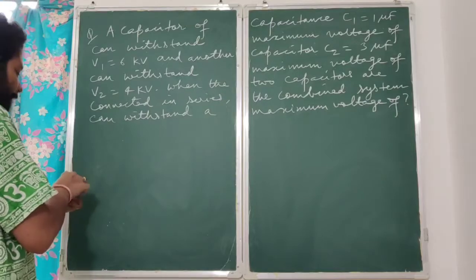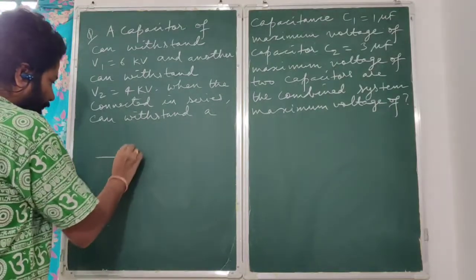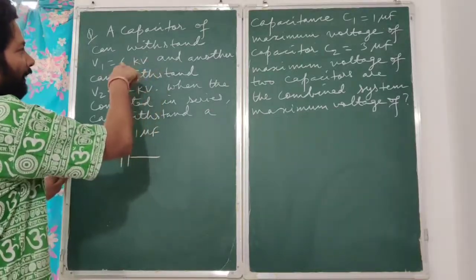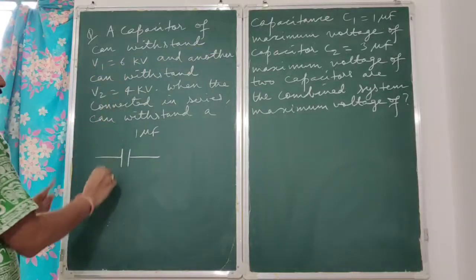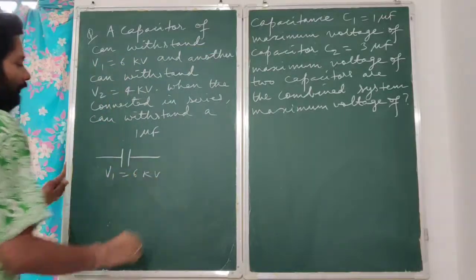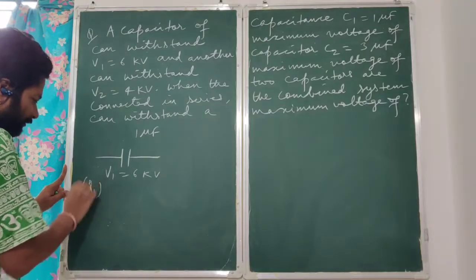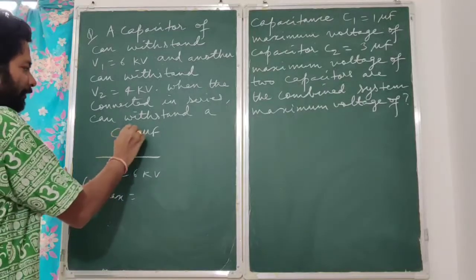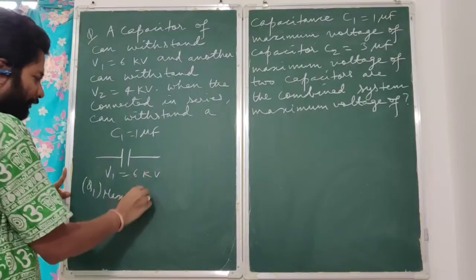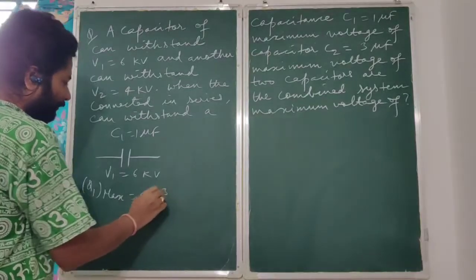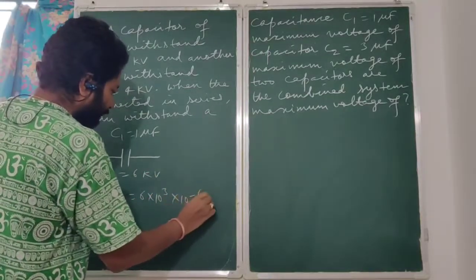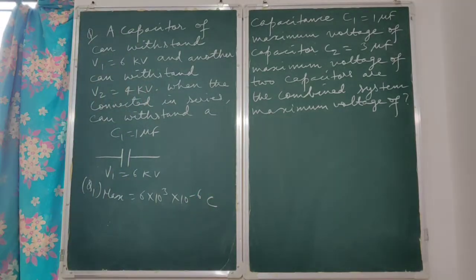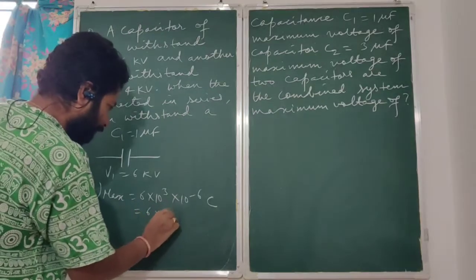So now you are having the first capacitor. What is the capacitance? 1 microfarad. The voltage it can maximum withstand is 6 kilovolt. So what is the maximum value of charge which can come on the plates of this capacitor? It will be C1 into V1. So 6 into 10 to the power of 3 volt into 10 to the power of minus 6. So it is 6 into 10 to the power of minus 3 coulomb.